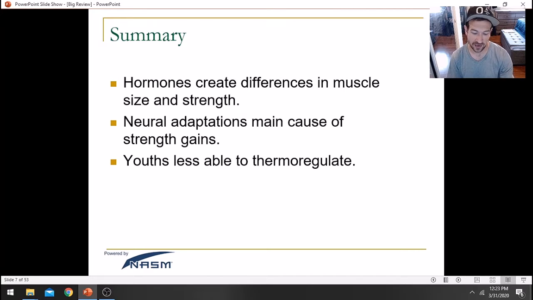So all of that is obviously also going to be different for their hormone levels, right? They're going to have hormone differences. That's going to lead to differences in muscular size and strength. However, it doesn't mean that youths cannot get stronger. They absolutely can increase their strength. They're just going to do it through neural adaptations, right? Their brain is going to get better at the movements more so than they are going to increase their muscular size. So that's something we're looking at there.